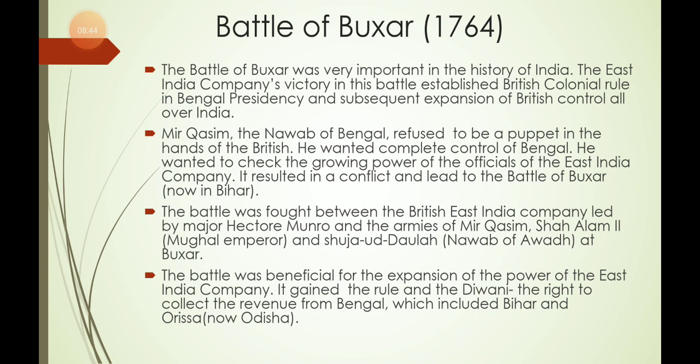And the battle was fought between the British East India Company led by Major Hector Munro and the armies of three kings, meaning Mir Qasim, Shah Alam II and Shujauddaula. Mughal Emperor Shah Alam II was taking refuge in Awadh, with Shujauddaula the Nawab of Awadh. There, the three kings fought against the British East India Company, and the British East India Company won this battle. That's why it was also an important battle.